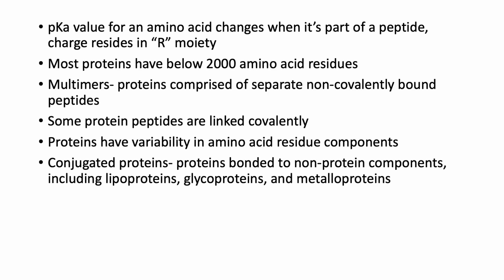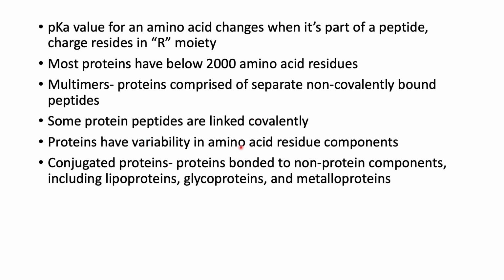So we have the pKa value changing when it's part of a peptide, and the charge resides in the R moiety. Most of the proteins have below 2,000 amino acid residues. We have multimers, which are separate non-covalently bonded peptides. Some peptide proteins are linked covalently, others are not. One example of the latter is hemoglobin, which is a 4-unit. Many proteins have several subunits, which we'll be getting into shortly.